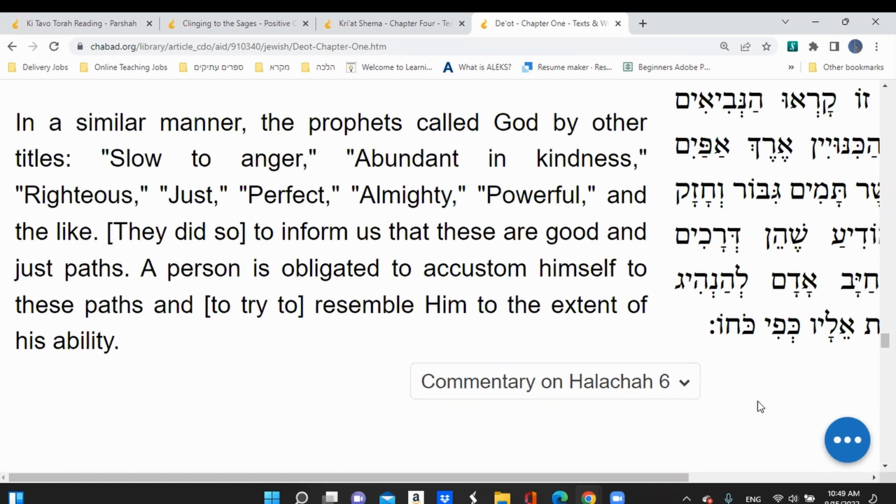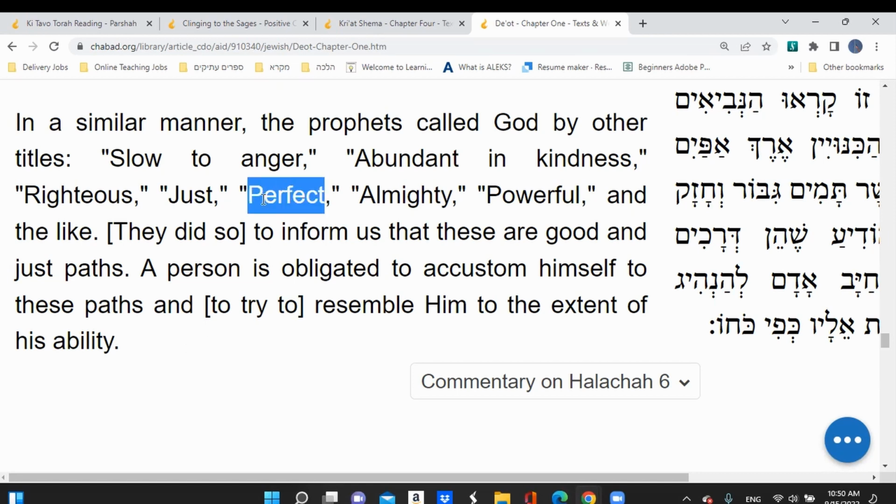A person is obligated to accustom himself to these paths and to try to resemble Him to the extent of his ability. All right. So God only asks of us to do to the amount we are able. God does not ask us to do more than what we are able. So if we're trying to do something that's just impossible for us to do, we should not get angry at ourselves, because God does not command us to do more than we are able.